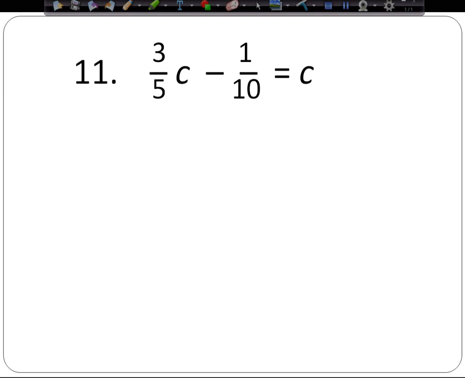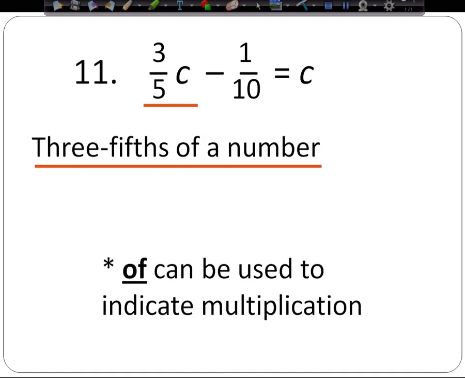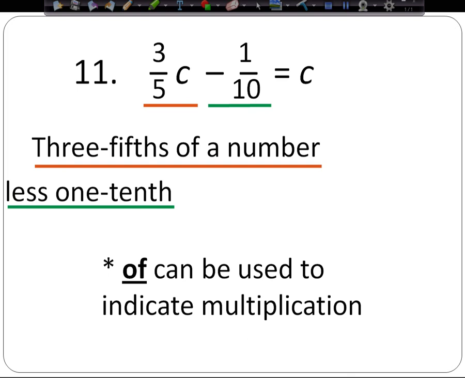Okay, number 11, you have 3 over 5 c minus 1 over 10 equals c. Lots of fractions going on here. We know that you love fractions. We're going to write this by saying 3/5 of a number. 3/5 of a number, please spell that out. And it says there again at the bottom, and again, you don't have to write that. Of can be used to indicate multiplication. Less 1/10.